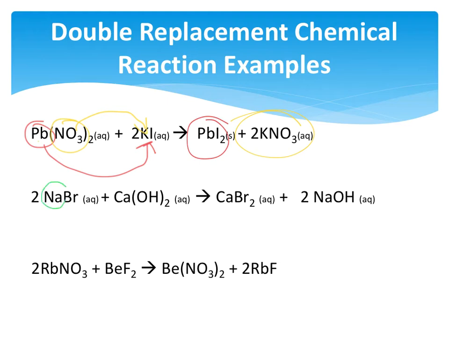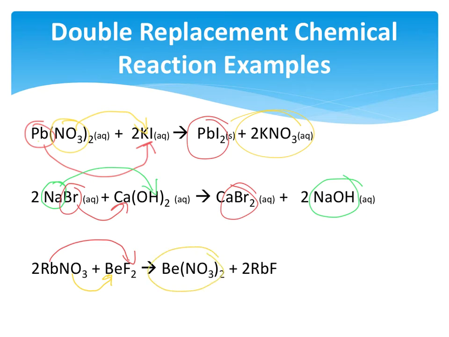And then you could do the same thing down here. You've got the sodium here getting together with the hydroxide, and then the bromine is getting together with the calcium, and so you get calcium bromide and sodium hydroxide. And then the last one, you can just follow the bouncing ball. Rubidium is going to get together with the fluorine, and then the nitrate is going to get together with the beryllium, and of course then you get this, and finally you get this.